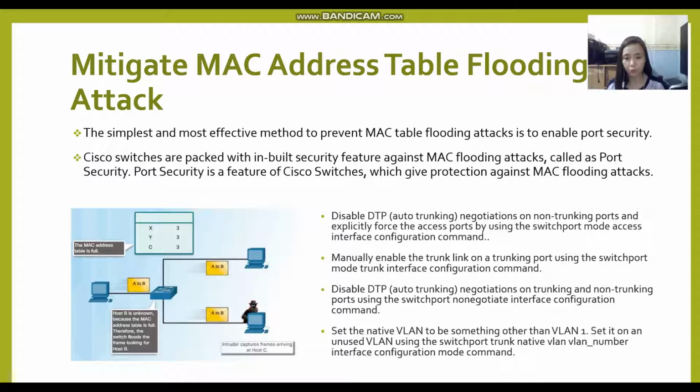And then the other one is to set the native VLAN to be something other than VLAN 1, so it is an unused VLAN, using the switchport trunk native vlan vlan-number interface configuration mode command. Disable the unused ports and assign them to an unused VLAN.